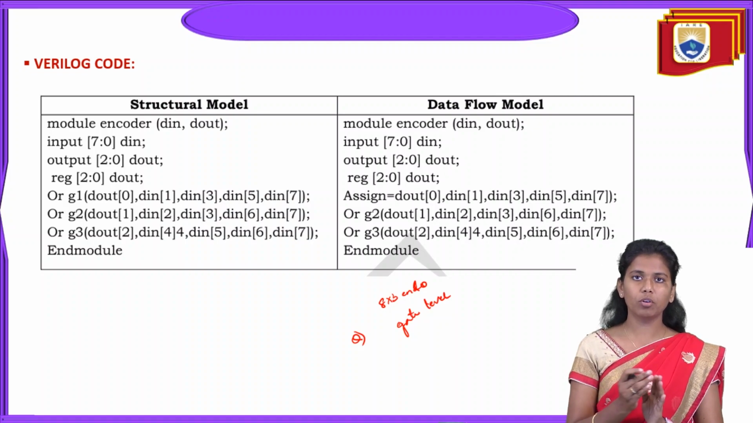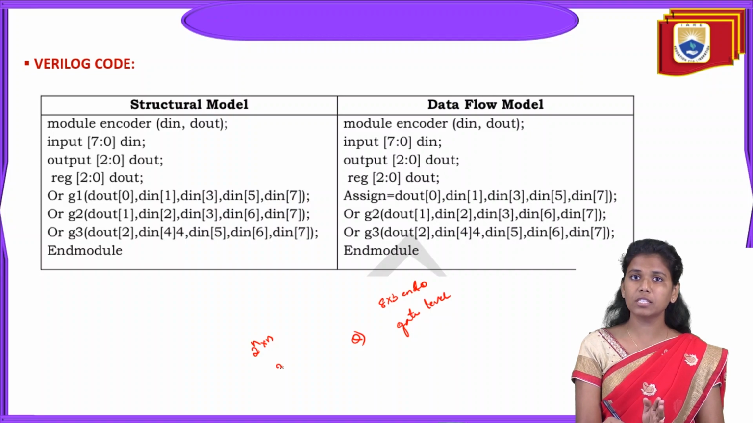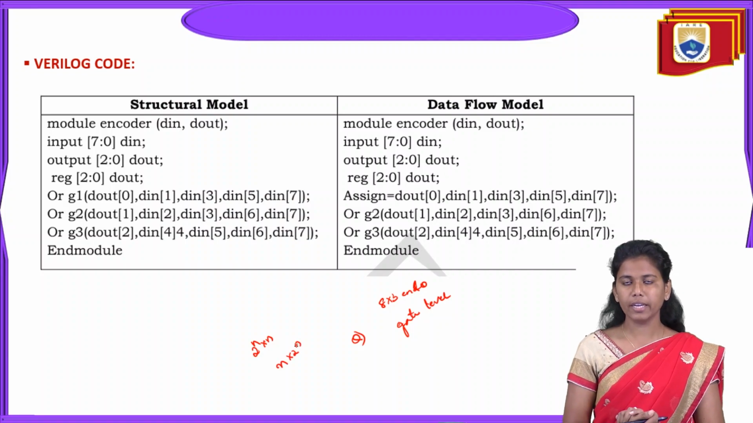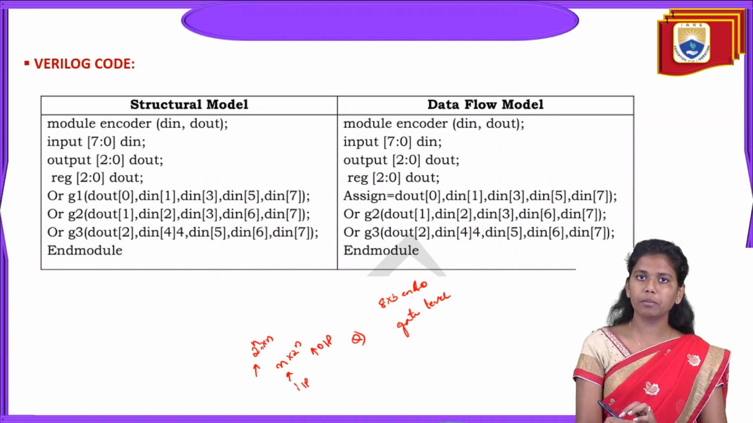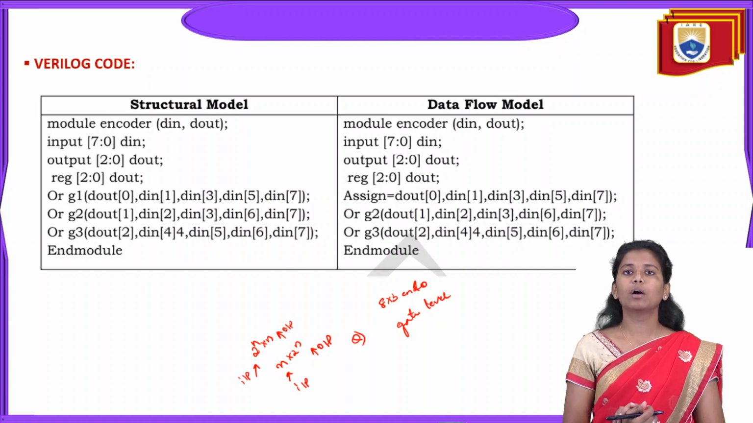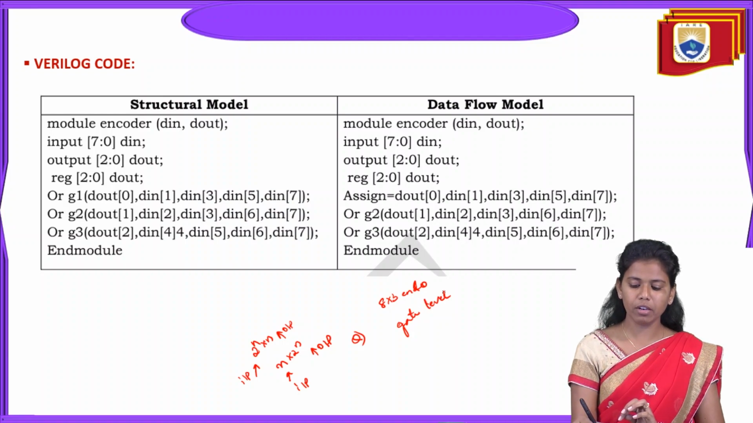An encoder has 2 power n inputs and n outputs, whereas a decoder has n inputs and 2 power n outputs. So if n is the input, 2 power n will be the output in a decoder, and in an encoder, the input would be 2 power n and the output would be n. Now we will construct our Verilog code using gate level modeling.